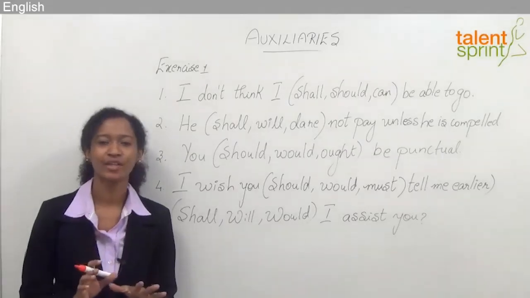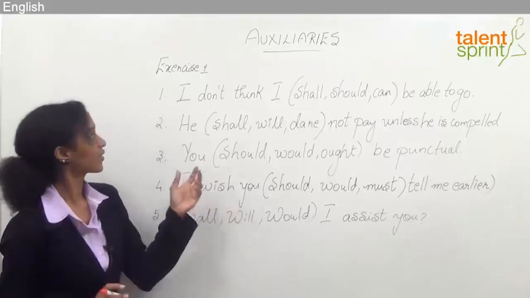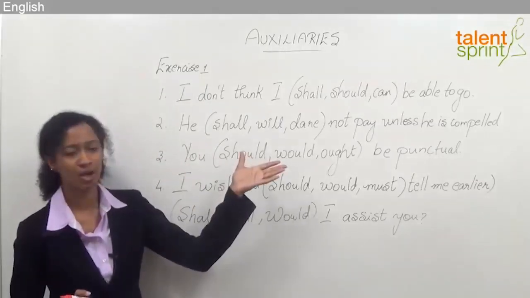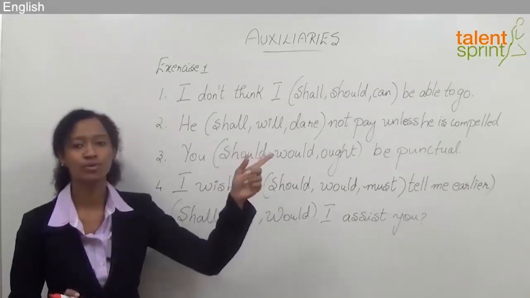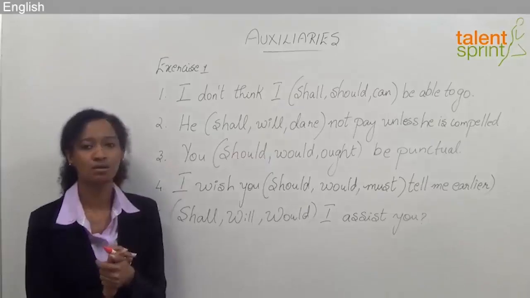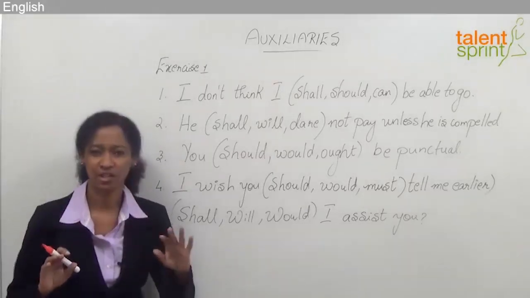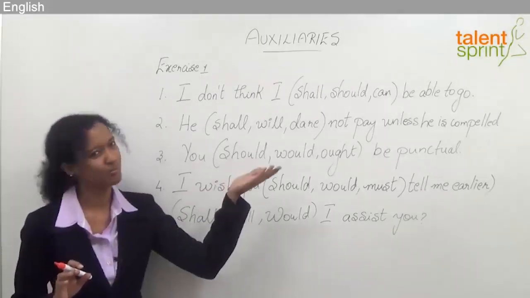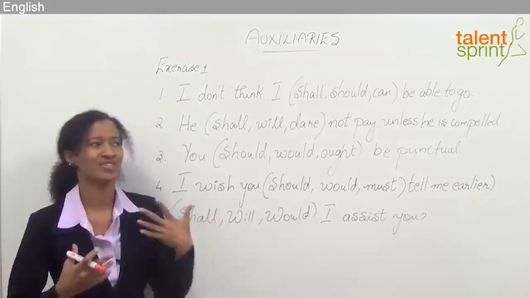So let's understand the application of auxiliaries through these sentences. Okay, first one: I don't think I, my options are shall, should and can be able to go. So let's eliminate the option that is definitely not needed. Can is an ability, so I don't need can in this sentence. It's not expressing ability.